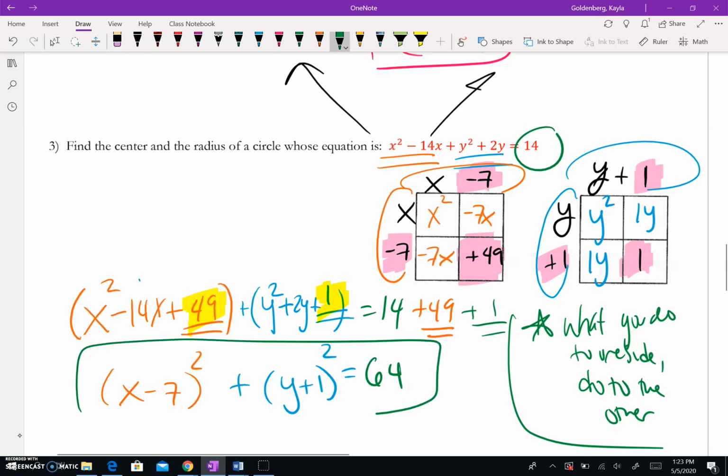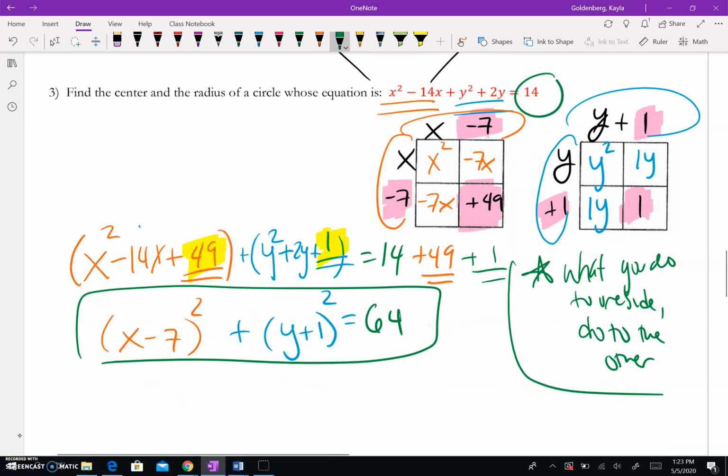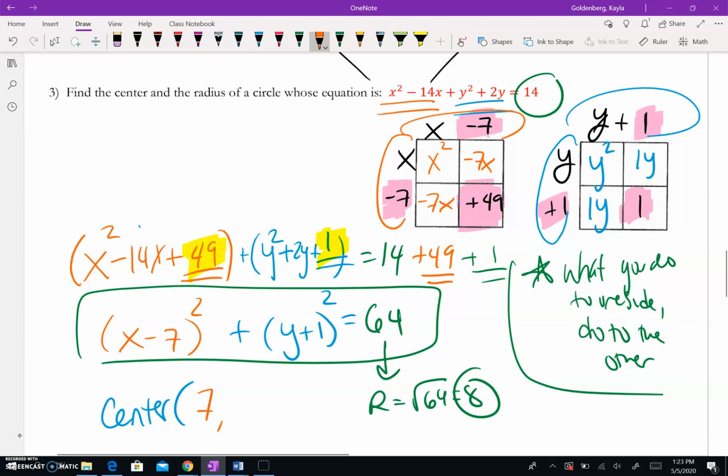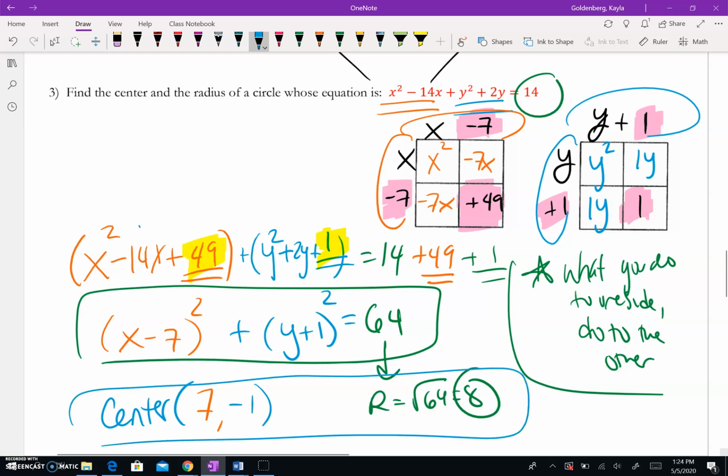And that's a much nicer number to have on the other side, because now we can see that our radius is the square root of 64, which is 8. And then my center has an x-coordinate of 7. Remember, it's opposite of what it looks like, because it's minus the number. And then y is negative 1. And there's our final answer.